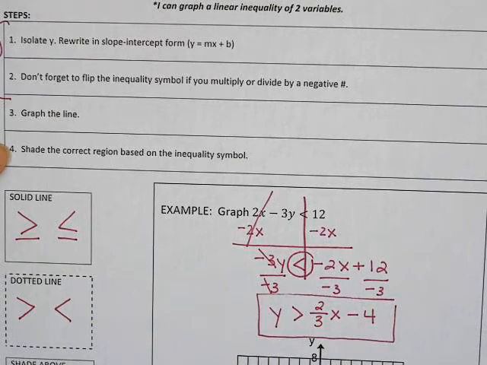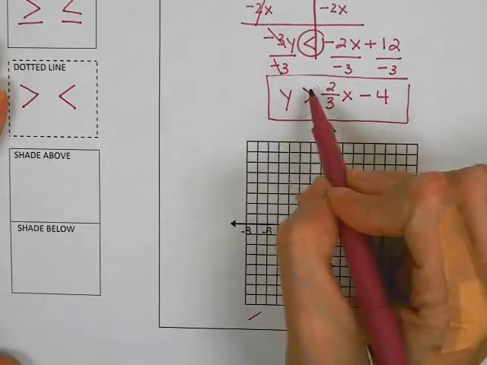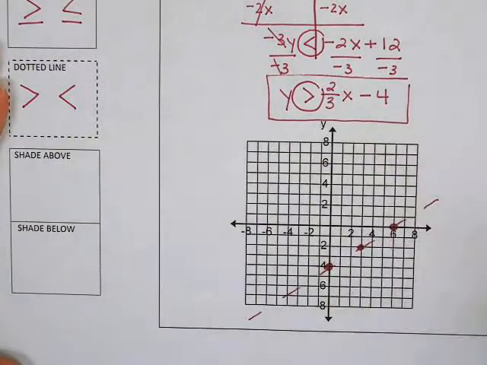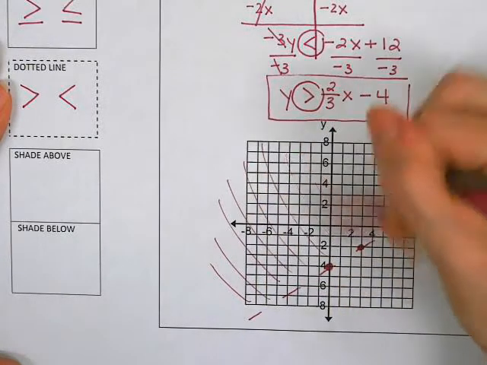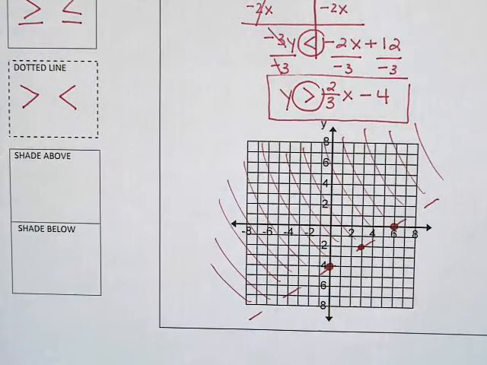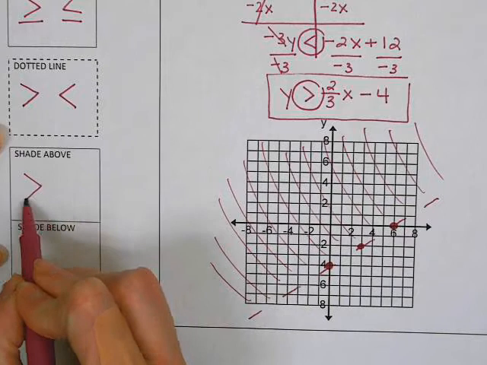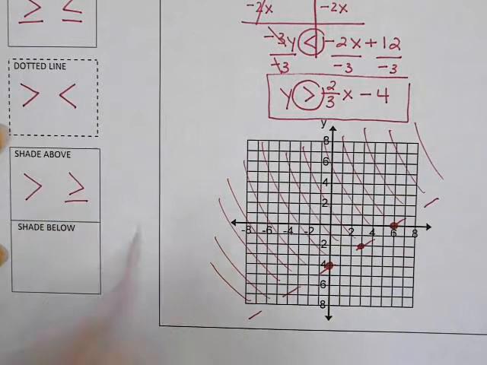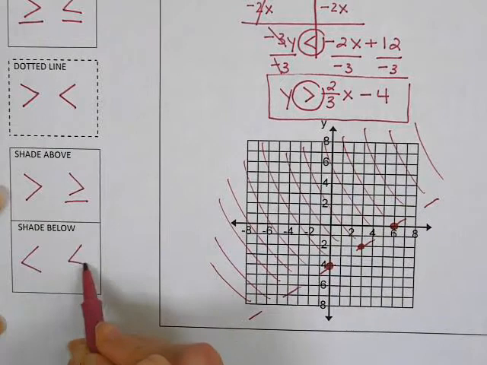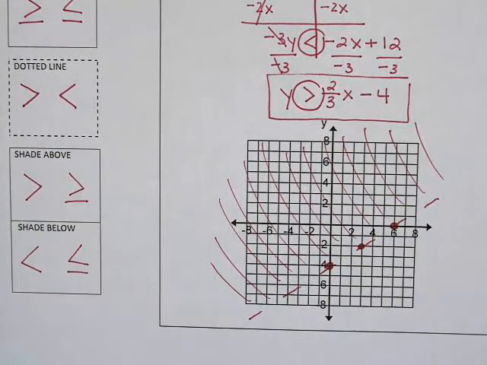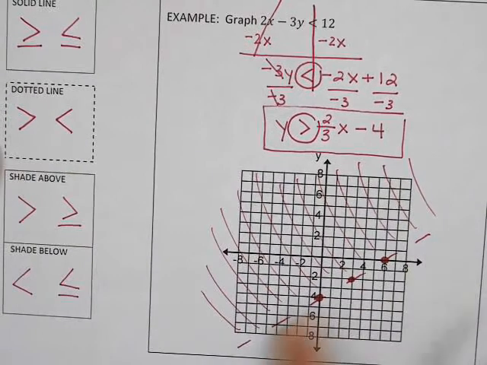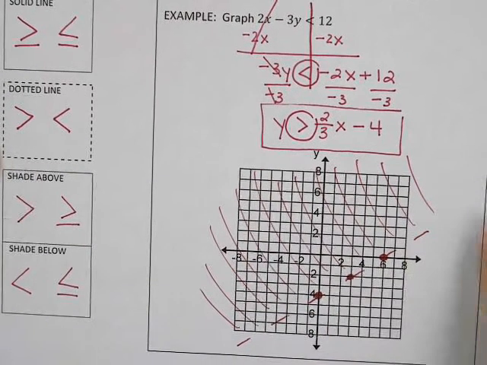All right, now we have to shade the correct region. So see how this says greater than? Greater than means above. So you guys are going to shade everything above that line. Okay, so shade above is when it's greater than or equal to. And we shade below if it's less than or equal to. All right, so it's not just a line today, it's a shaded region above or below.